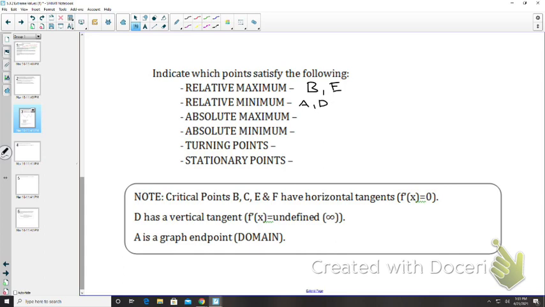Wait, wouldn't D be an absolute minimum? Yep, absolutely. So is it not a relative? It can be both, yeah. Because in some cases where you don't have a definitive absolute minimum, you're still going to have relative minimums. And the minimums are just like the bottom part of a parabola, right? Yeah. Good.